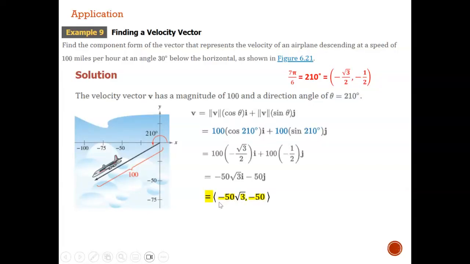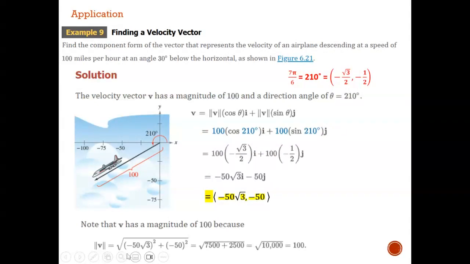Okay, now how can we make sure that this is 100? By finding the magnitude of the vector that we just found. The square root of negative 50 square root of 3 squared plus negative 50 squared. If you notice, it's going to give me 7,500 plus 2,500, which gives us 10,000. The square root of 10,000 gives us 100. See, the same magnitude that's here.